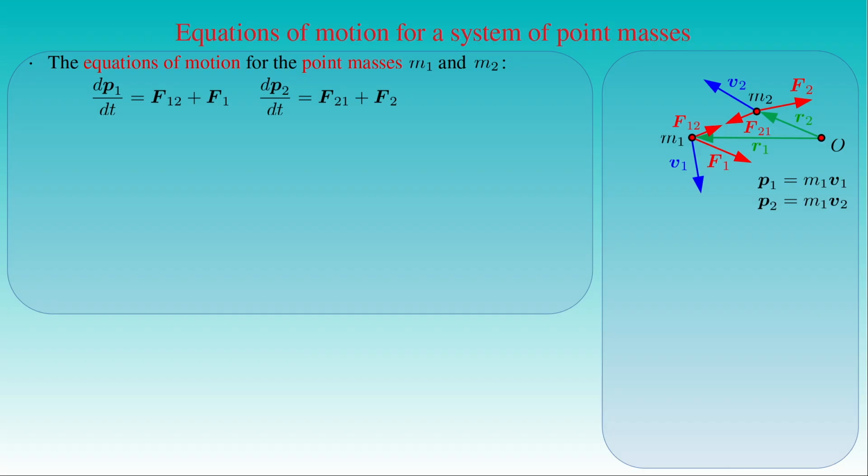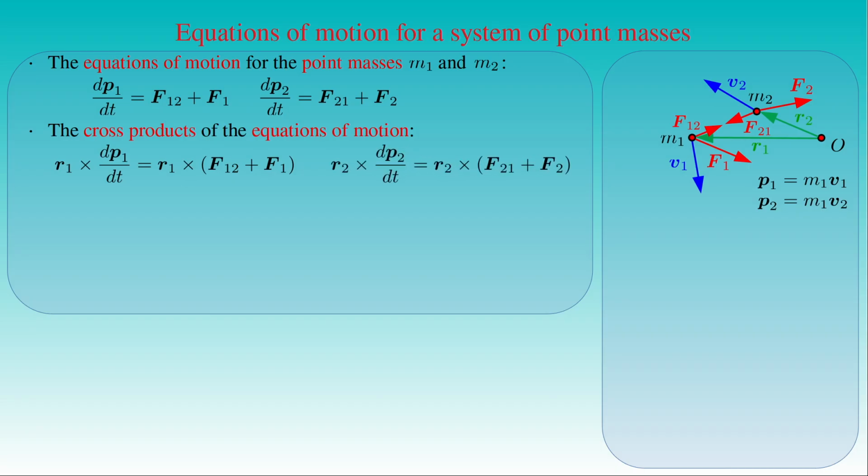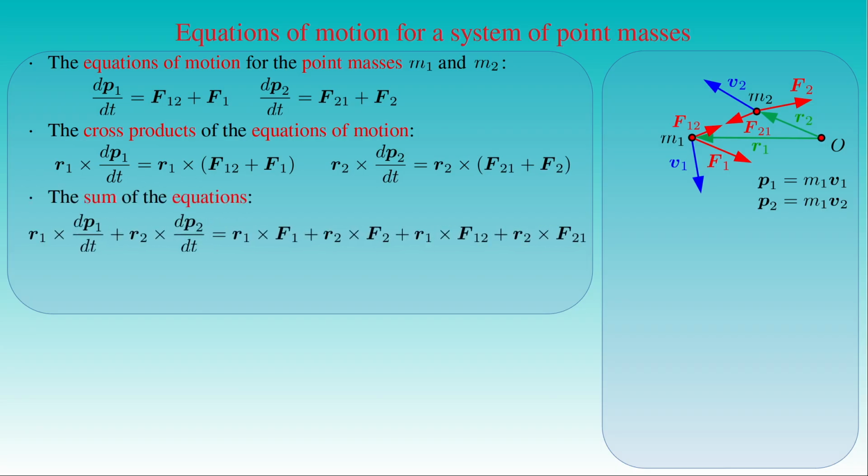Now we take the cross product of the position vector r1 with the first equation of motion, and the cross product of the position vector r2 with the second one. If we add these two equations, then we obtain one equation stating that the cross product of r1 and the time derivative of p1, plus the cross product of r2 and the time derivative of p2, is equal to r1 cross F1 plus r2 cross F2, plus r1 cross F sub 1 2 plus r2 cross F sub 2 1.